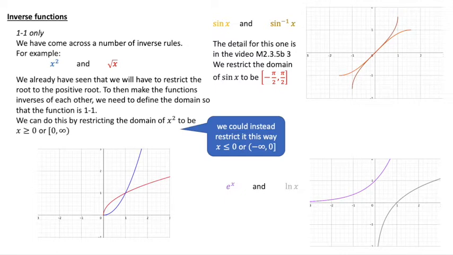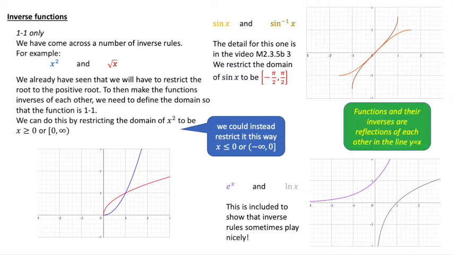E to the x and log x, well, this is actually included to show that sometimes the inverse rules play nicely. In this case, e to the x is already one-to-one, and therefore we can just have the full domain from minus infinity to infinity. The range, of course, is just from 0 to infinity for this particular function.